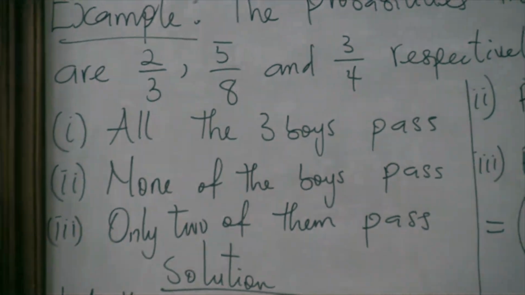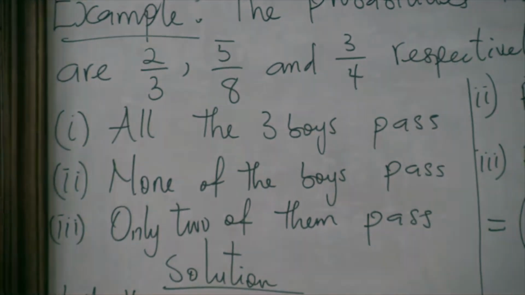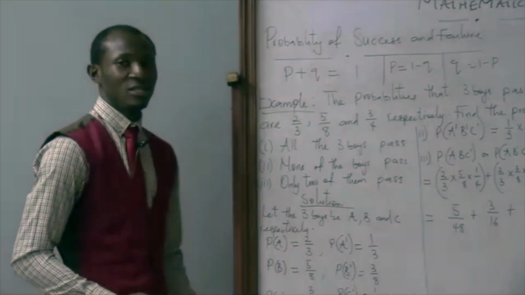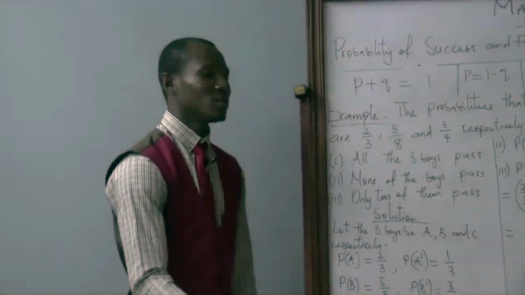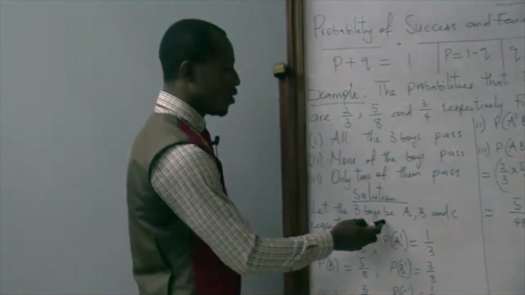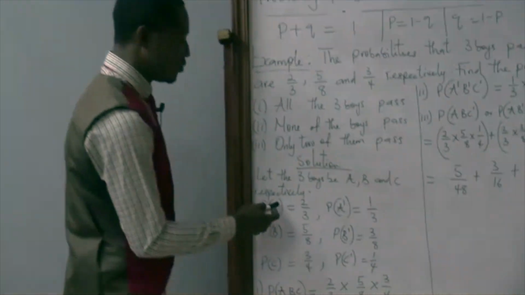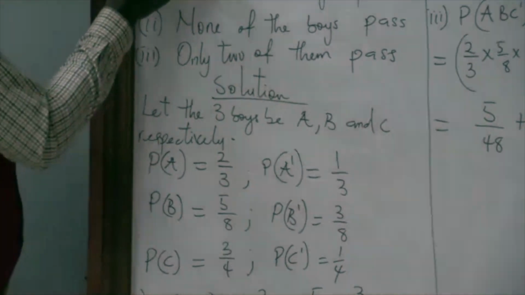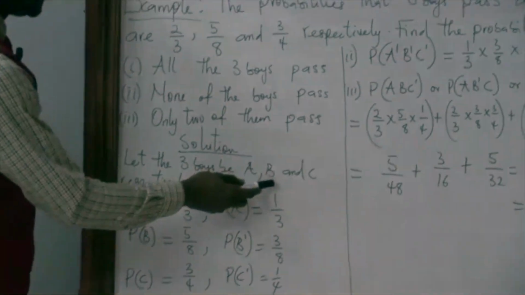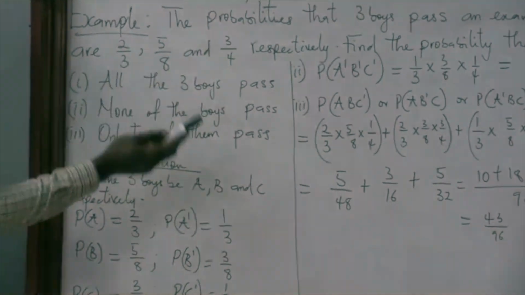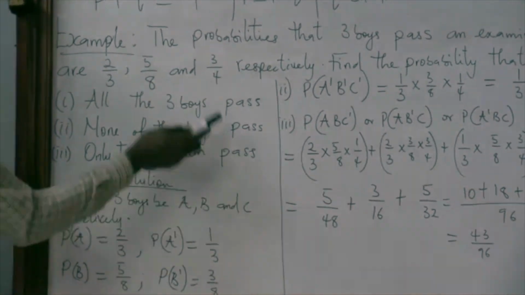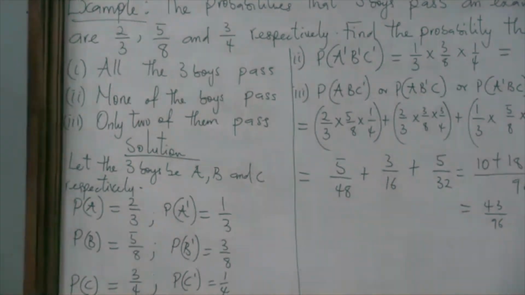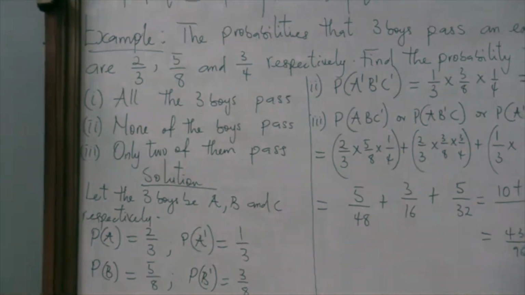Now, for us to solve this, well, if they mention the names of the boys, it's easy for us to say, okay, Ade did this, Shola did this, Matthew did that. So here, let the 3 boys be A, B, C, respectively. So that means the probability that boy A passes is 2 over 3. Probability that boy B passes is 5 over 8. Probability that the third boy passes is 3 over 4. So from the question, they've already given us the probabilities.